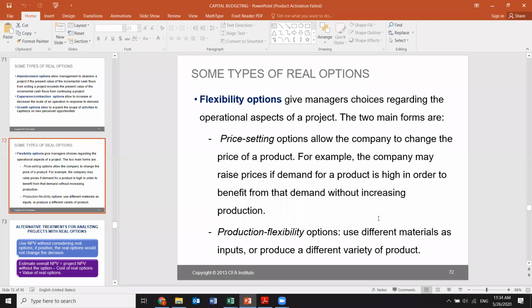So that means if you have this option, which is set by the board of directors for you as a financial manager, then you will have a chance to change the price. Or if you have a production flexibility option, it will let you use different materials and inputs, or produce a different variety of products.